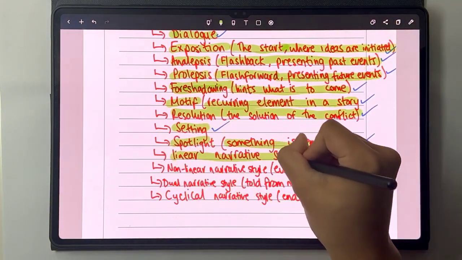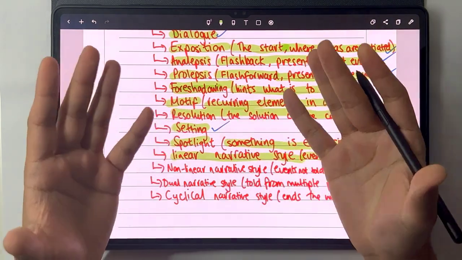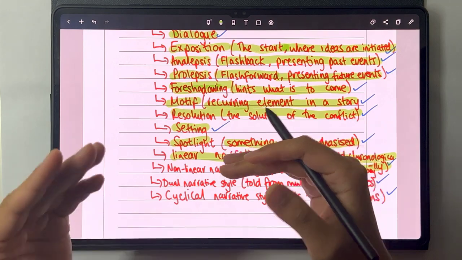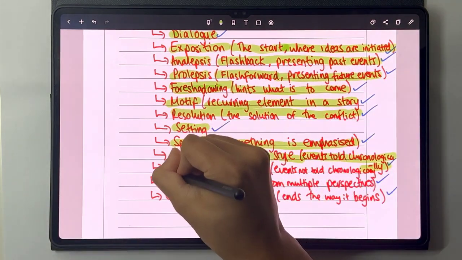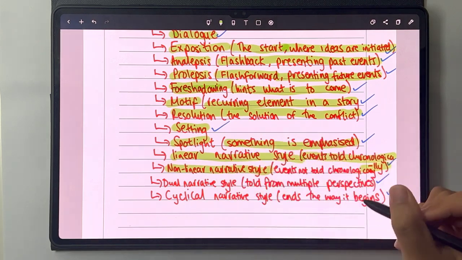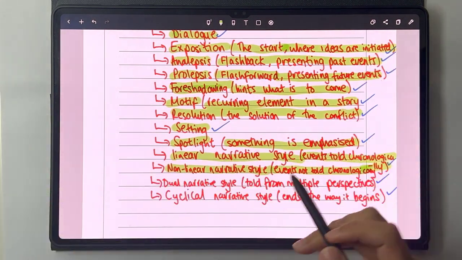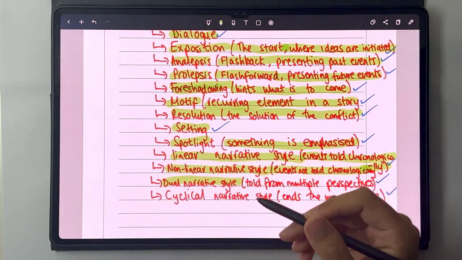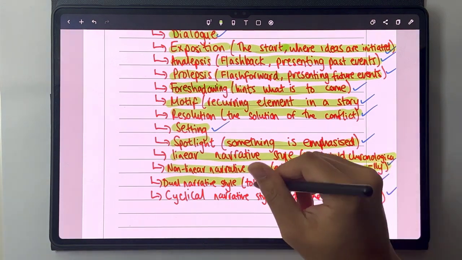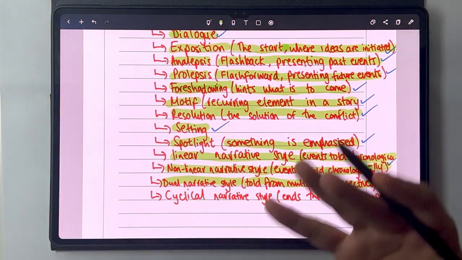Linear narrative style. Are events told chronologically? So are they told in a time order from the early hours of the morning to the afternoon to the late evening? Or is it the opposite, in a non-linear narrative style? So this is where events are not told in a chronological order. And then we have a dual narrative style. So what is that? Again, it's to do with structure. This is where it's told from multiple perspectives, so from multiple viewpoints.